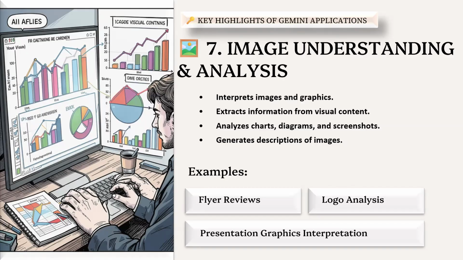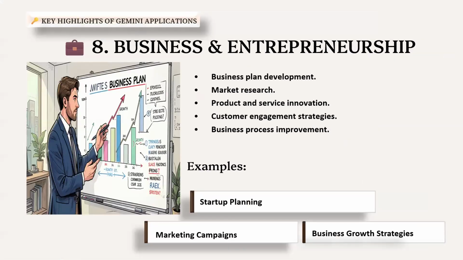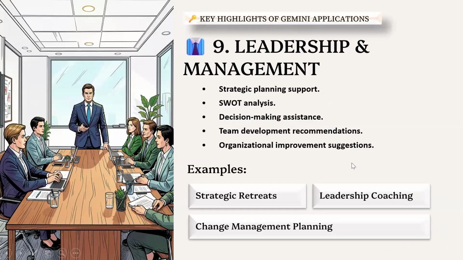So extract information from visual content, analyze charts, diagrams, and screenshots, generate descriptions of images. Examples: flyer reviews, logo analysis, graphic presentation, graphics interpretation. Then we have another area where Gemini is powerful in terms of usage: business and entrepreneurship. This includes business plan development, market research, product and service innovation, customer engagement strategies, business process improvements. Example: startup planning, and the rest.